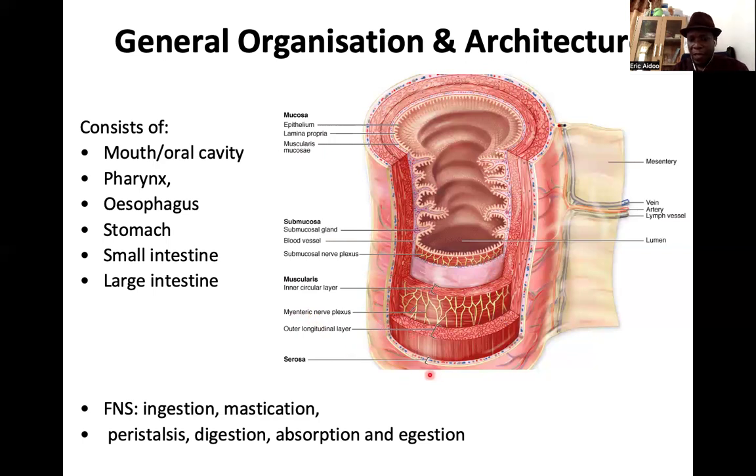Then you have serosa or adventitia, depending on whether the tube is suspended, okay, in the abdomen or is connected to a dorsal body wall by a mesentery. Then you have adventitia, okay. Then within the mesentery, you have blood vessels passing through, okay, to supply the structures.